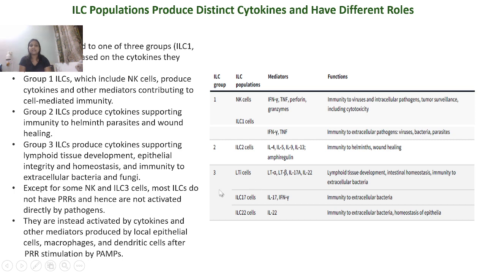Group 3 will contain different cells, like LTi cells, ILC17 cells, and ILC22 cells, and they produce different kinds of cytokines. Like LTi will produce LT-alpha, LT-beta, IL-17A, and IL-22, and they are mainly involved in lymphoid tissue development, intestinal homeostasis, immunity to extracellular bacteria, etc.